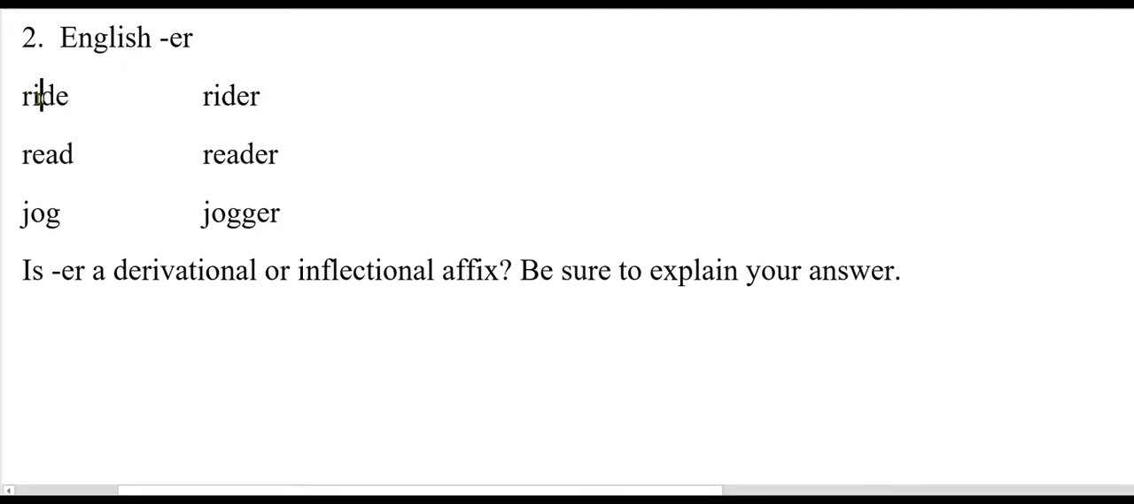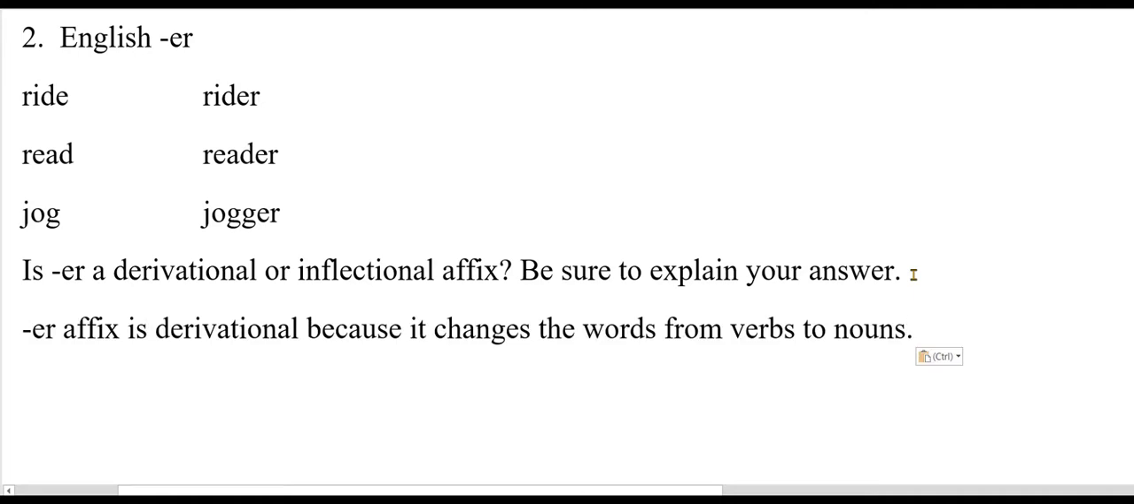So we have ride, which is a verb, writer, which is a noun. Read, verb, reader, noun. Jog, verb, jogger is a noun. So this one is derivational. So to explain this answer, you might say the ER affix is derivational because it changes the words from verbs to nouns. That would be how you would explain your answer.